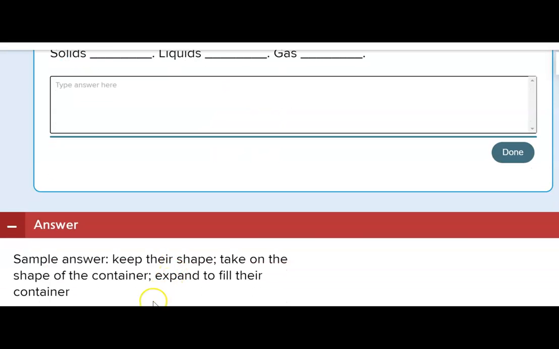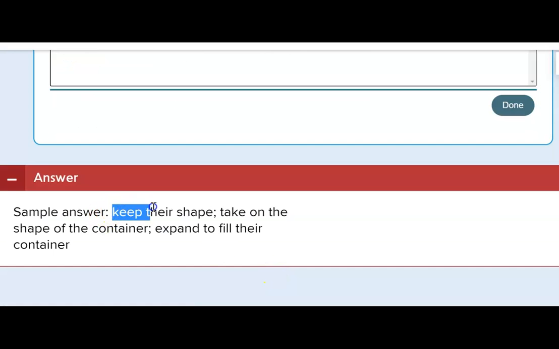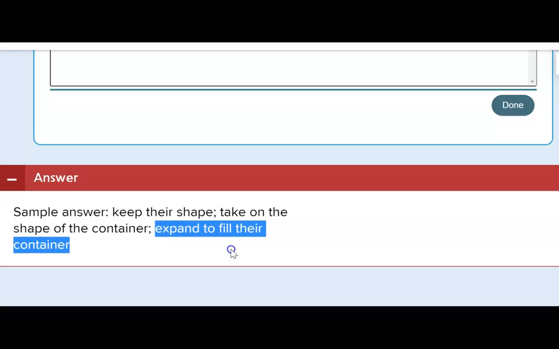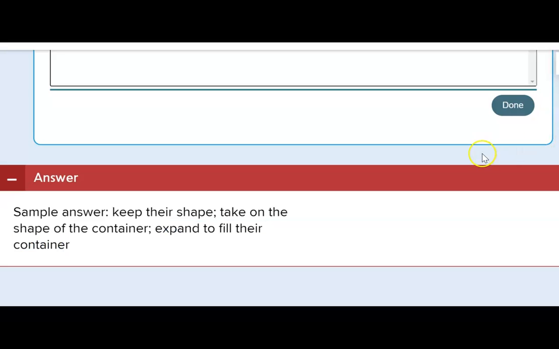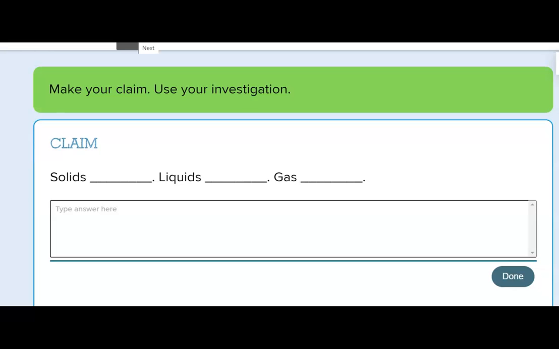And gas expand to fill their container. Expand to fill their container meaning they are moved all around the place and they're not packed tightly. So the model answer will be this one. Please copy this one for the solid part, all right? This one for the liquid part, and the last one, which is this one for the gas. Take time and copy it in your textbook, please. It is important. Next.